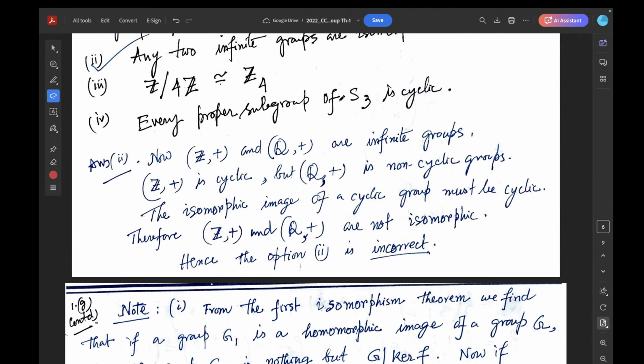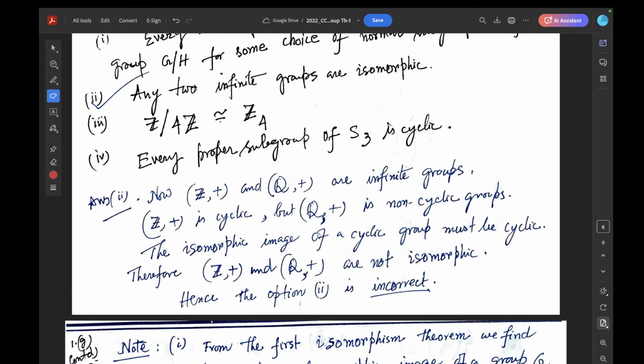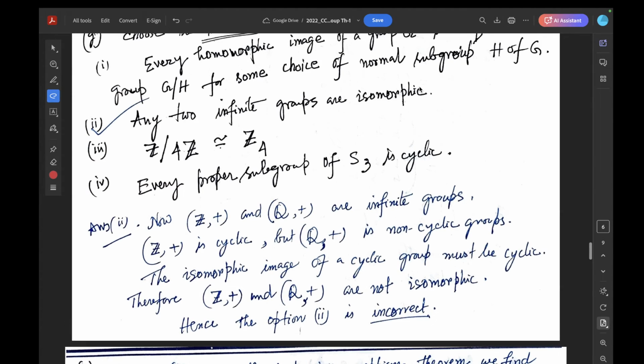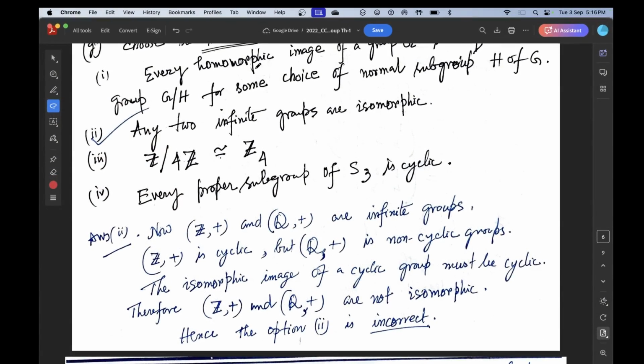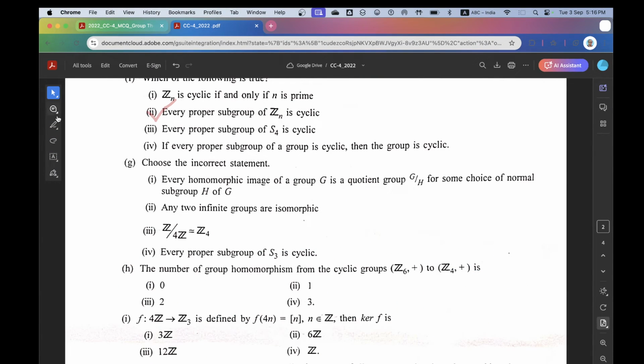4 is also correct. Only option 2, that two infinite groups are isomorphic, is not correct; two infinite cyclic groups are isomorphic. So the incorrect option is 2.